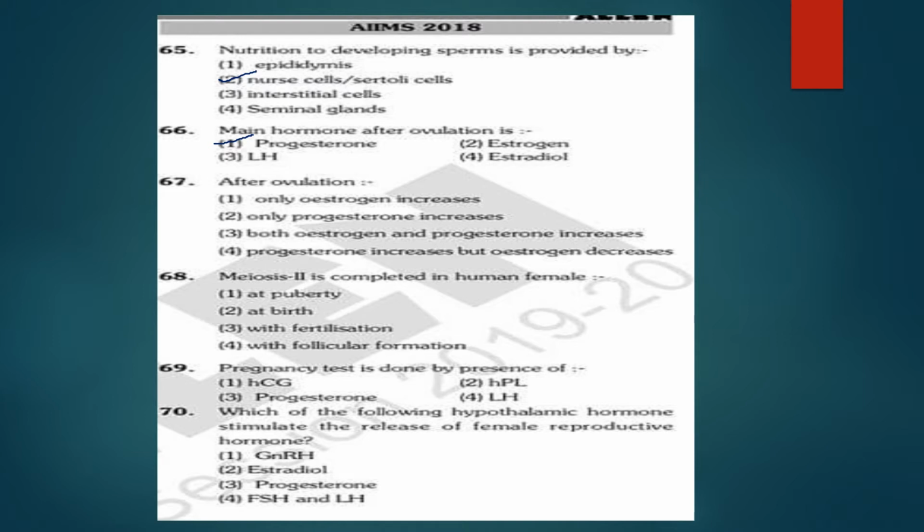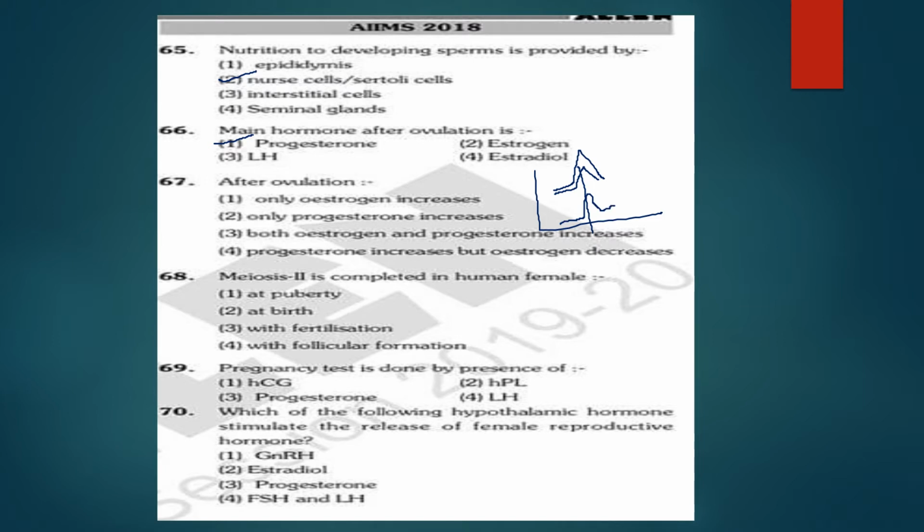And now the 67th question: after ovulation, what happens? So here the options are: only estrogen increases, only progesterone increases, both estrogen and progesterone increase, progesterone increases but estrogen decreases. So what is the right answer? If you see the graph, at the time of ovulation on the 14th day, there is an LH surge, there is also an FSH hormone increase as well as the estrogen is being increased.